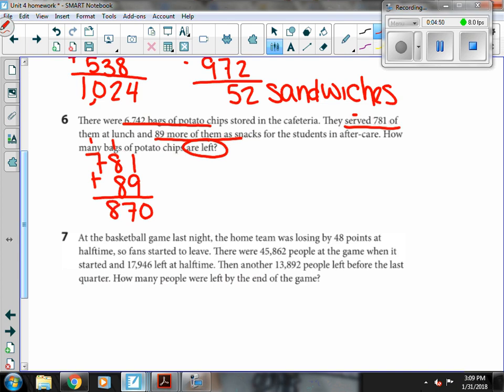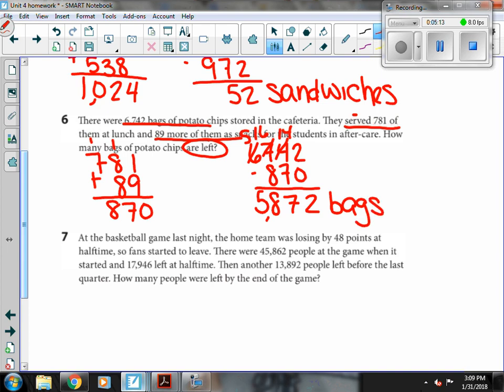But I got that they gave away 870. So now I'm going to do that big subtraction problem. So they have 5,872 bags left.